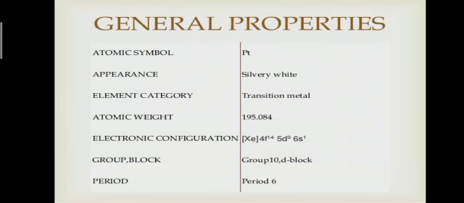The general information about platinum: the atomic symbol is Pt. Appearance is silvery white. Element category is transition metal. Atomic weight is 195. Electronic configuration is 6s1, 5d9 and 4f14. Group and block: it belongs to group 10 and the d block. Period is period 6.